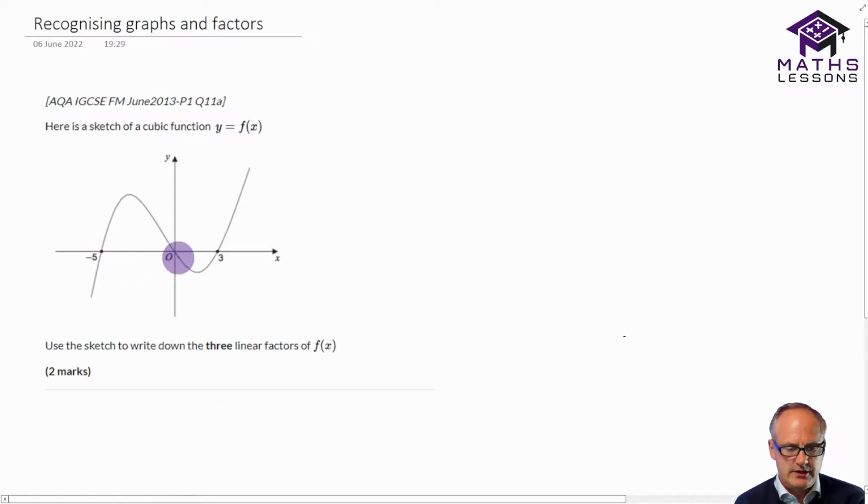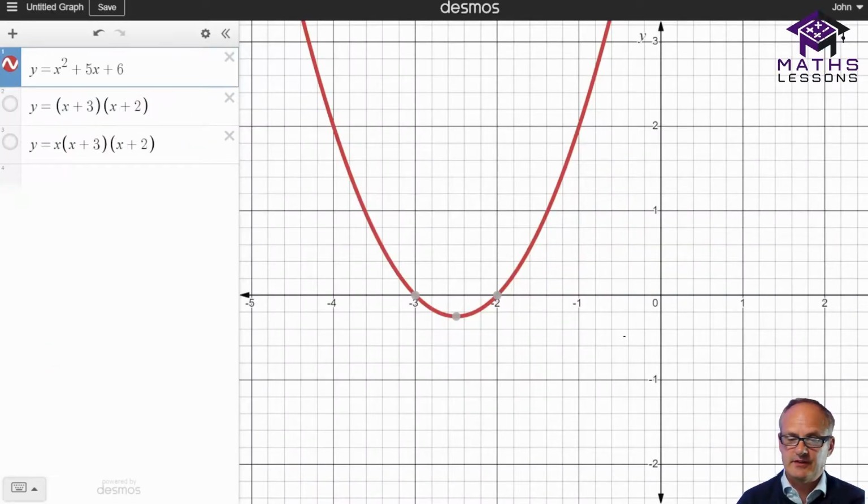We can see it crosses at -5, 0 and 3, and we want to use this sketch to write down 3 linear factors of x. The fact that it only tells you -5, the origin, and 3 gives you a bit of a hint of what the answer might be, because there's 3 things there and there's 3 linear factors. But let's look at something a little bit more simple.